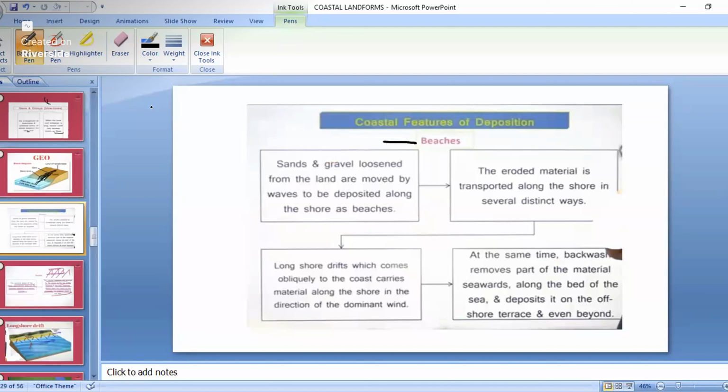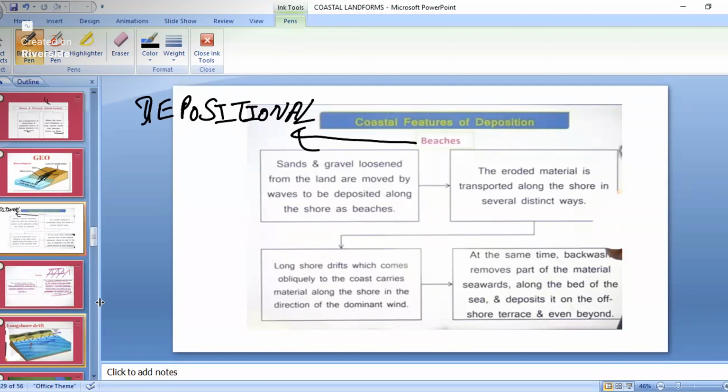Beaches are the deposition landforms. Beaches are the deposition landforms. See how beaches are formed. We'll study beaches first, and after that we'll study all those deposition landforms. So in this deposition landform, beaches, what happens? See, now it is breaking, all those erosions are happening. Then when that backwash is happening, the sea water is taking back all those small particles, all those rock particles.